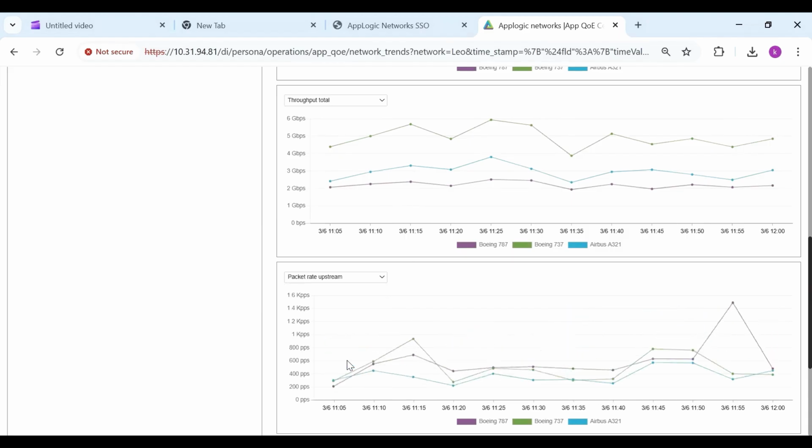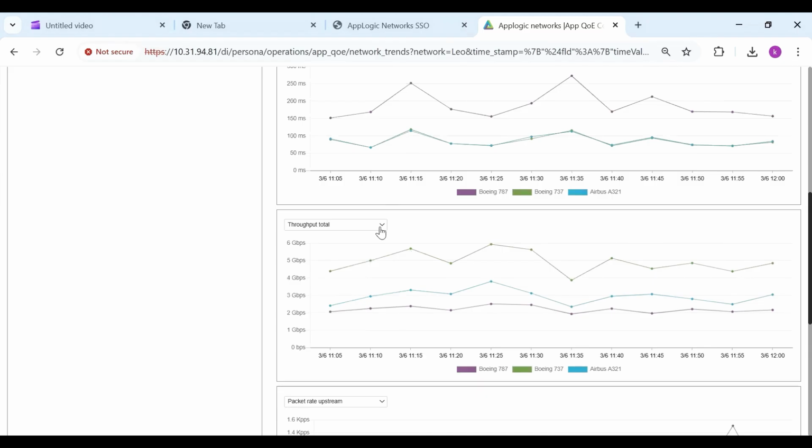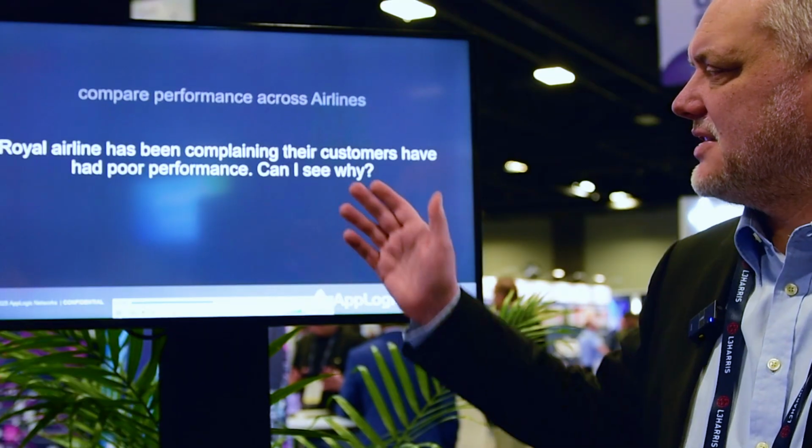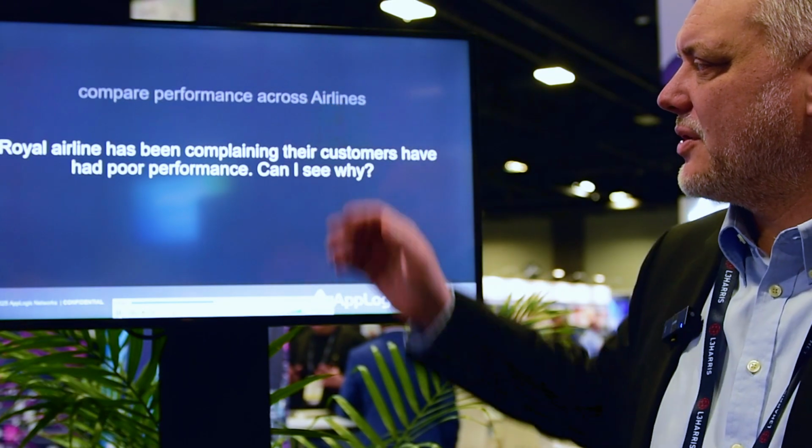And of course we could even look at, obviously if we look at the upstream, we can also look at the downstream and see how all those metrics are performing across those aircraft models. In this next example, we'll compare across airlines.